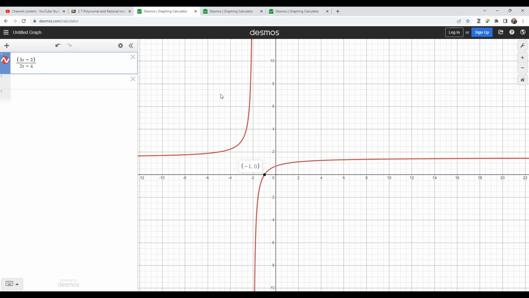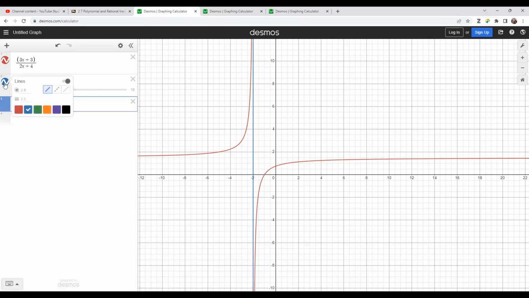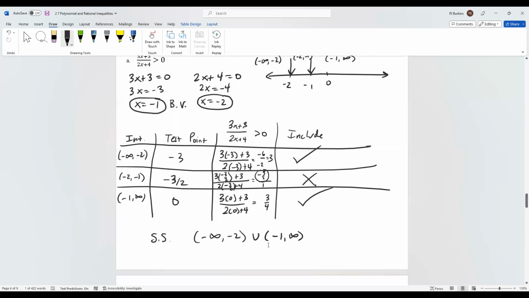So it looks like everything on this side, right, from -infinity up to our asymptote, which was x equal -2. And I'll just make that a nice dotted line. And then from -2 up to -1, that's less than 0. And then from -1 on, it appears to be greater. So -infinity to -2, -1 to infinity. Let's just go back and double check. -infinity to -2, -1 to infinity. All looks great. Let's continue on to another example.